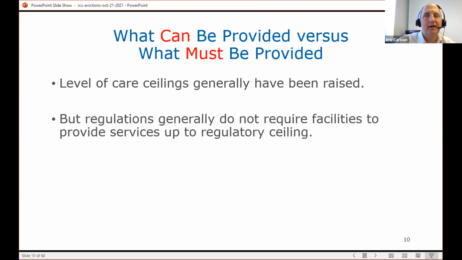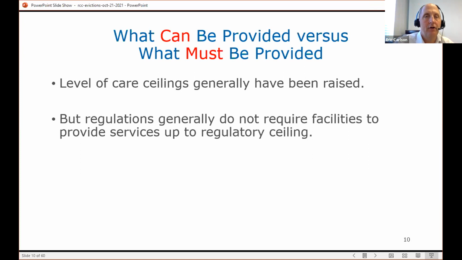So what you'll see is, and this is where we particularly talk about things that are relevant to eviction. The level of care ceilings have been raised in a lot of states. So the facilities will have the ability to admit and retain people beyond the ability that they've had in the past.